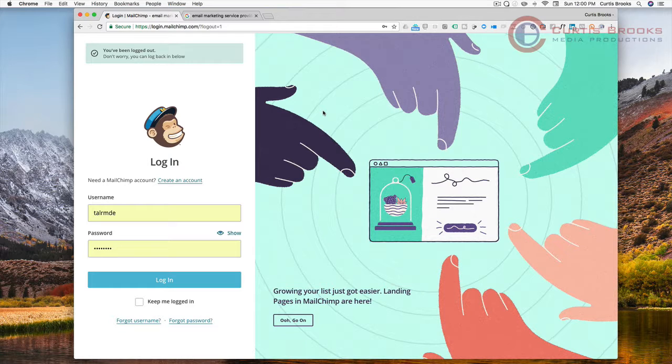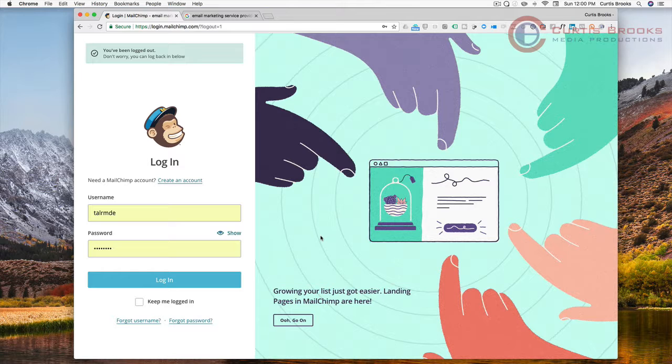And a lot of us don't necessarily think this way, but it's going to be absolutely important to bring your customer in, if you will, visually. And it's going to be absolutely important to entice them with this language here. Look how concise this language is. We already know what MailChimp does or what they are. Okay, they're an email service provider, right? Look how concise the language is. Growing your list just got easier. Landing pages in MailChimp are here.